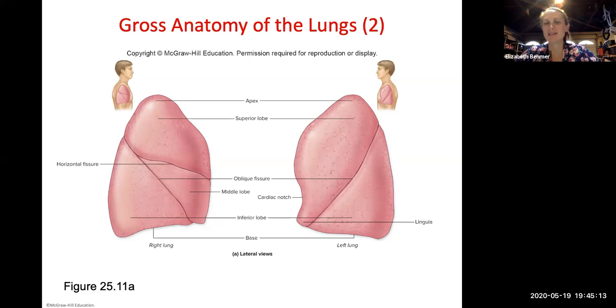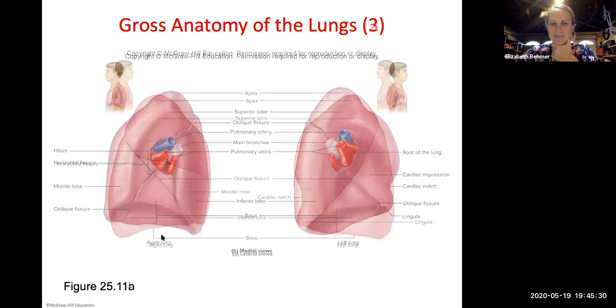Because remember, your heart isn't directly medial in your body. It lies a little bit off to the left side. So the left side, or your left lung, has a little space or notch for the heart to sit in. The apex at the top and the base of the lungs lie on the diaphragm.